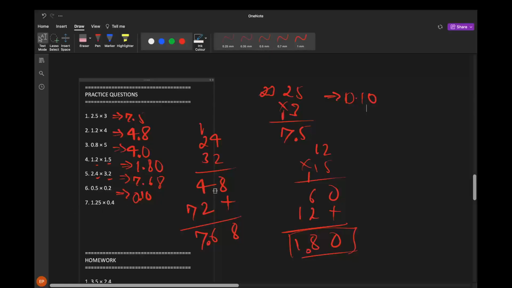1.25 into 4. 4 5s are 20. 4 2s are 8, 8 to 10. 4 1s are 4, 5. 500 is the answer. But how many digits are there? 1 2 3 after the decimal. 1 2 3. Nothing is there. 0. Answer will be 0.5.